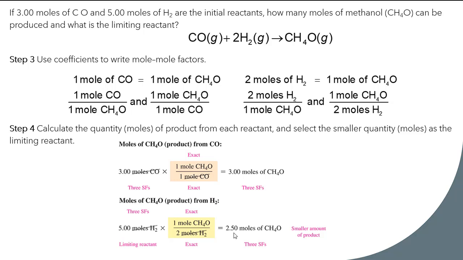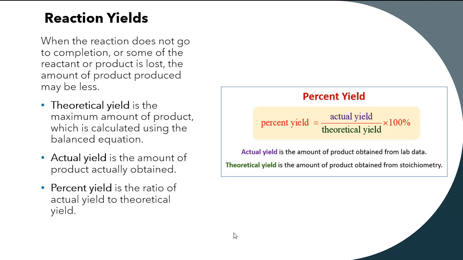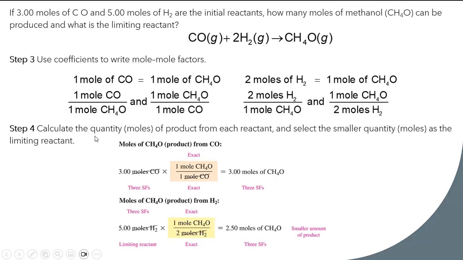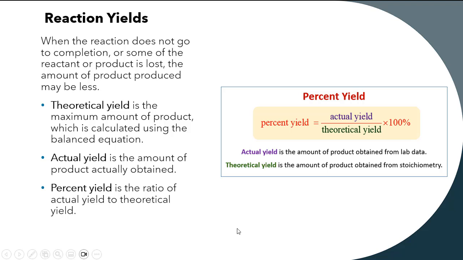That means we're going to have less than 100% product efficiency, right? We're going to have a smaller product yield. So in order to calculate that, we need to understand 3 key words here. Theoretical yield. Theoretical yield is the maximum amount of product which is calculated using the balanced chemical equation. So in this reaction, if I mix 3 moles of carbon monoxide, 5 moles of hydrogen gas, I can only make 2.5 moles of methanol, right? Because hydrogen gas is my limiting reagent. That's the maximum amount of methanol that I can make. So that is my theoretical yield in this example.